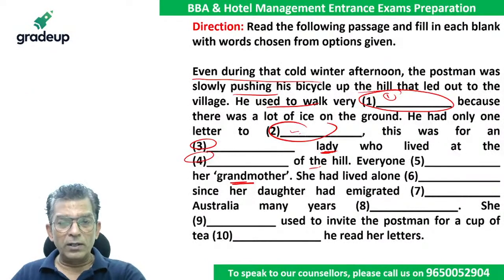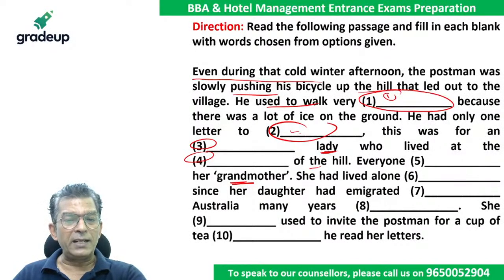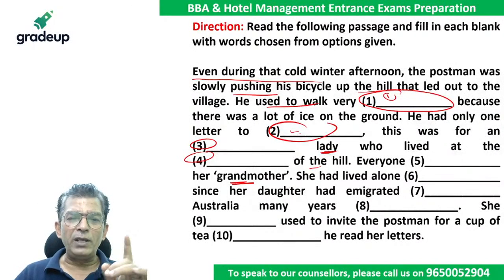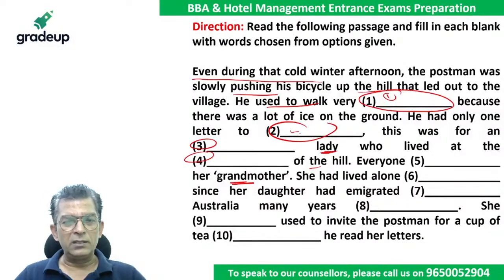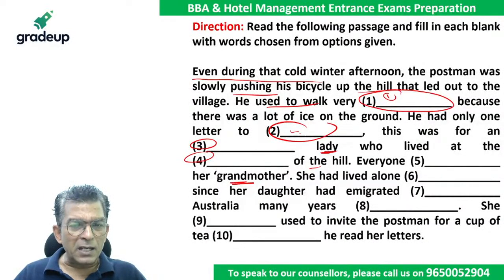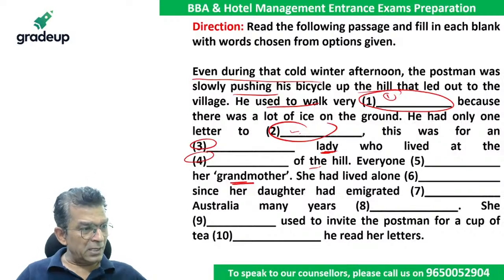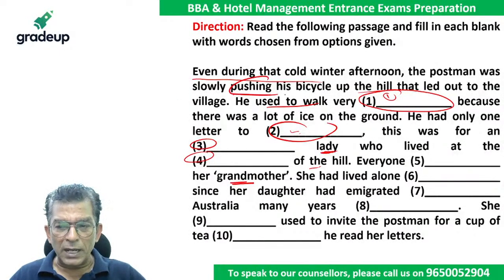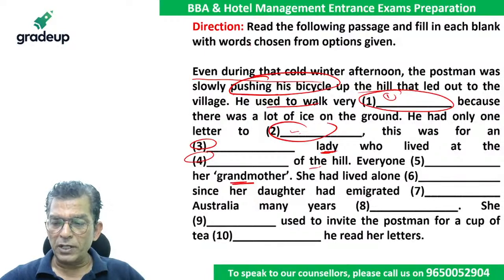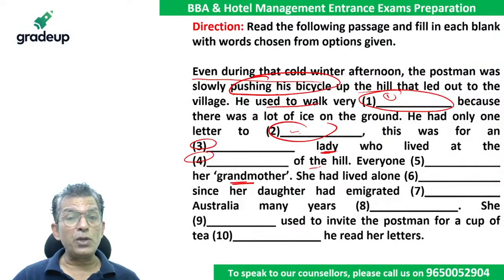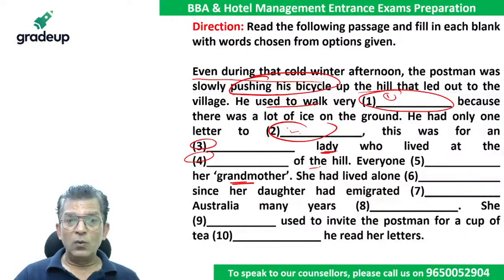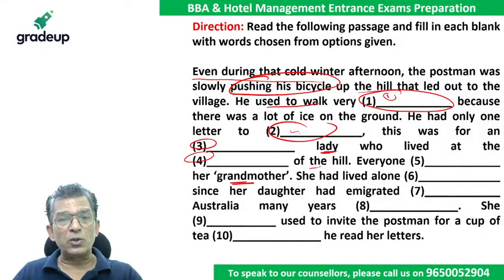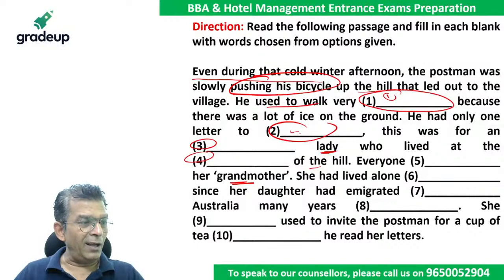Okay, now, so old lady. Okay, this she had only one letter to deliver. This was for an old lady who lived at the dash of the hill. Now, why would he be walking slowly and pushing his bicycle up the hill when the lady is living at the bottom? Pushpesh, Pushpesh. How do you say? See. He is pushing his bicycle up. When you are pushing your bicycle up, why should the old woman, and he was going to deliver the letter to the old lady. So why do you think, think.